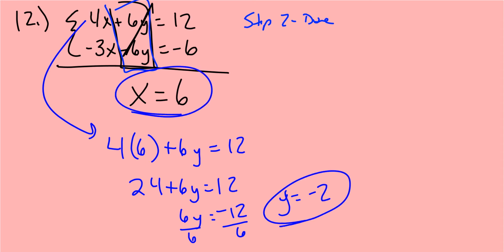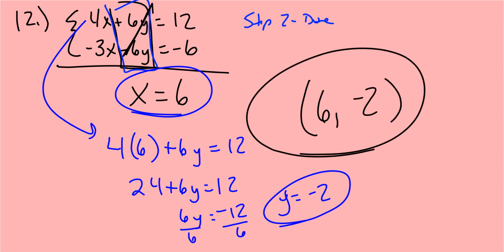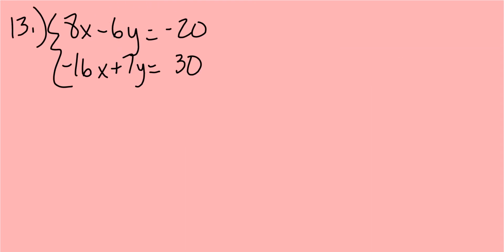I have an x. I have a y. So I'm going to write it as an ordered pair. Negative 2, 6. 6, negative 2. That's the best answer. I almost flipped that. Alright, number 13, step 1's done.